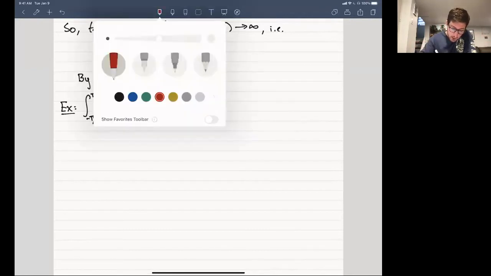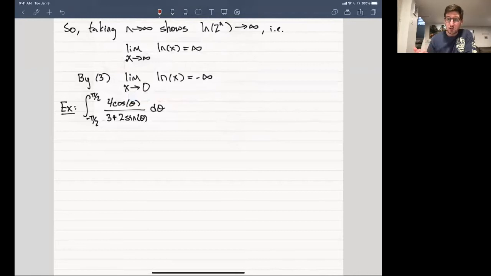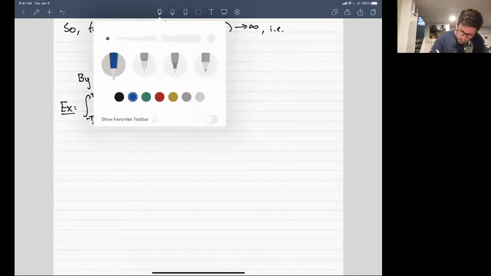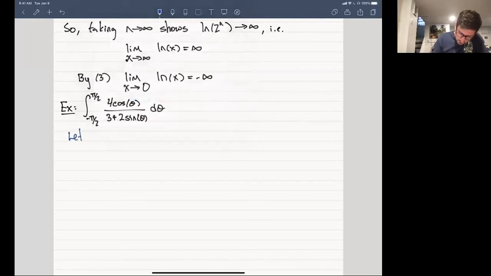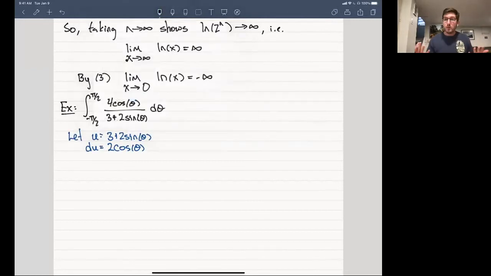So let's start by introducing a little substitution here. Let u equal 3 plus 2 sine theta. We might have to brush up on the substitution rule for this, but this tells me that du is equal to 2 cos theta d theta. And that's a very good thing because I see that all of the terms in my integrand have disappeared except for constants and functions of u.